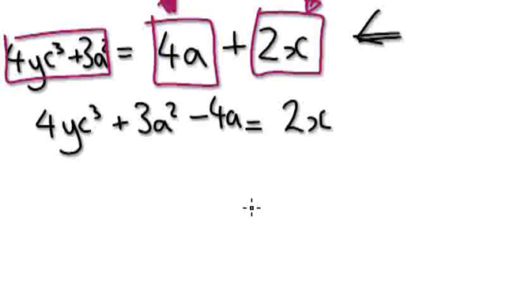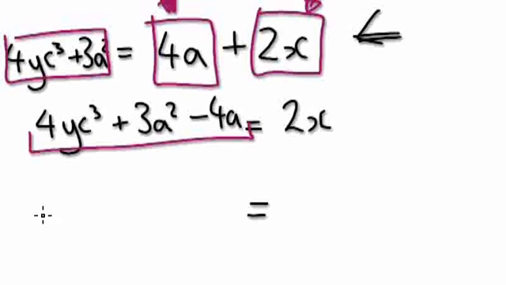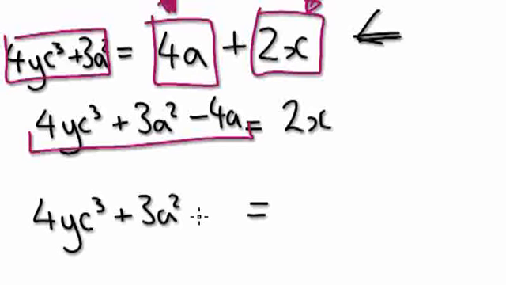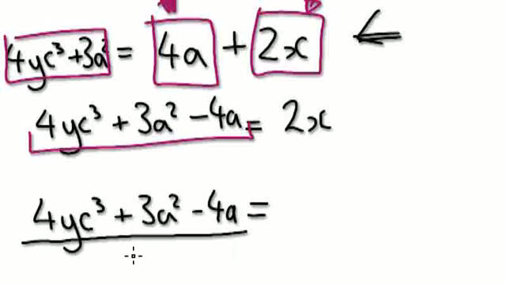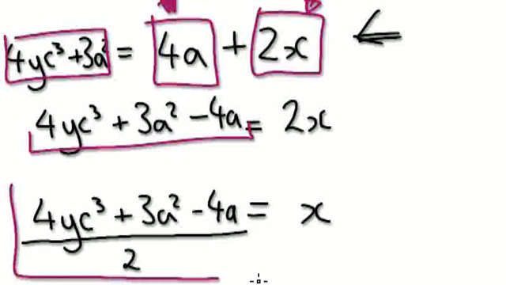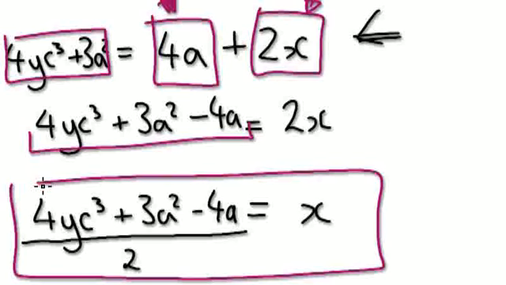Okay, and now divide both sides by 2 to get x on its own. So take the whole thing down. So it'd be 4yc to the power 3 plus 3a squared minus 4a. Divide the whole lot by 2, and that will give you x. So now we've got a new formula for x. Okay, I will give you more examples later on.